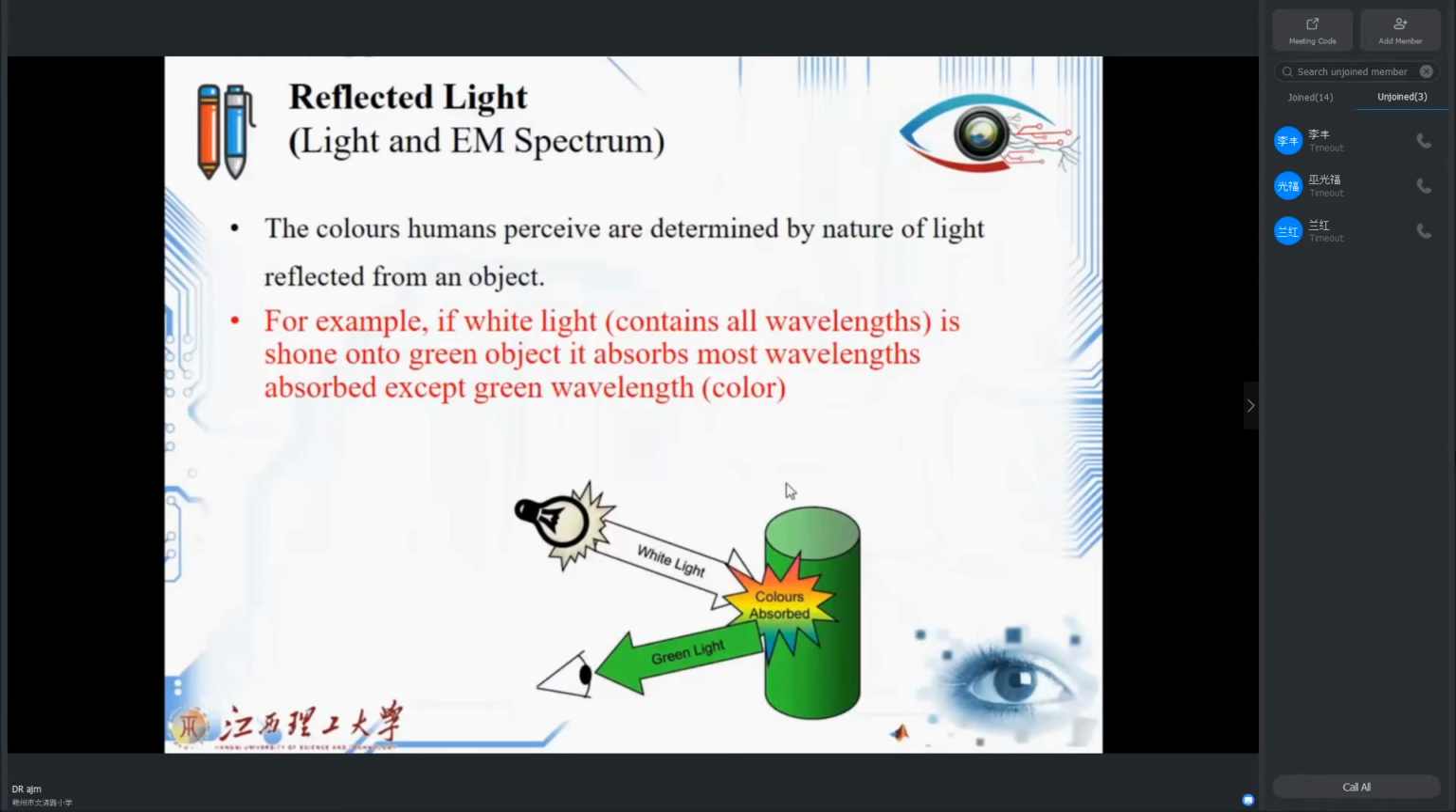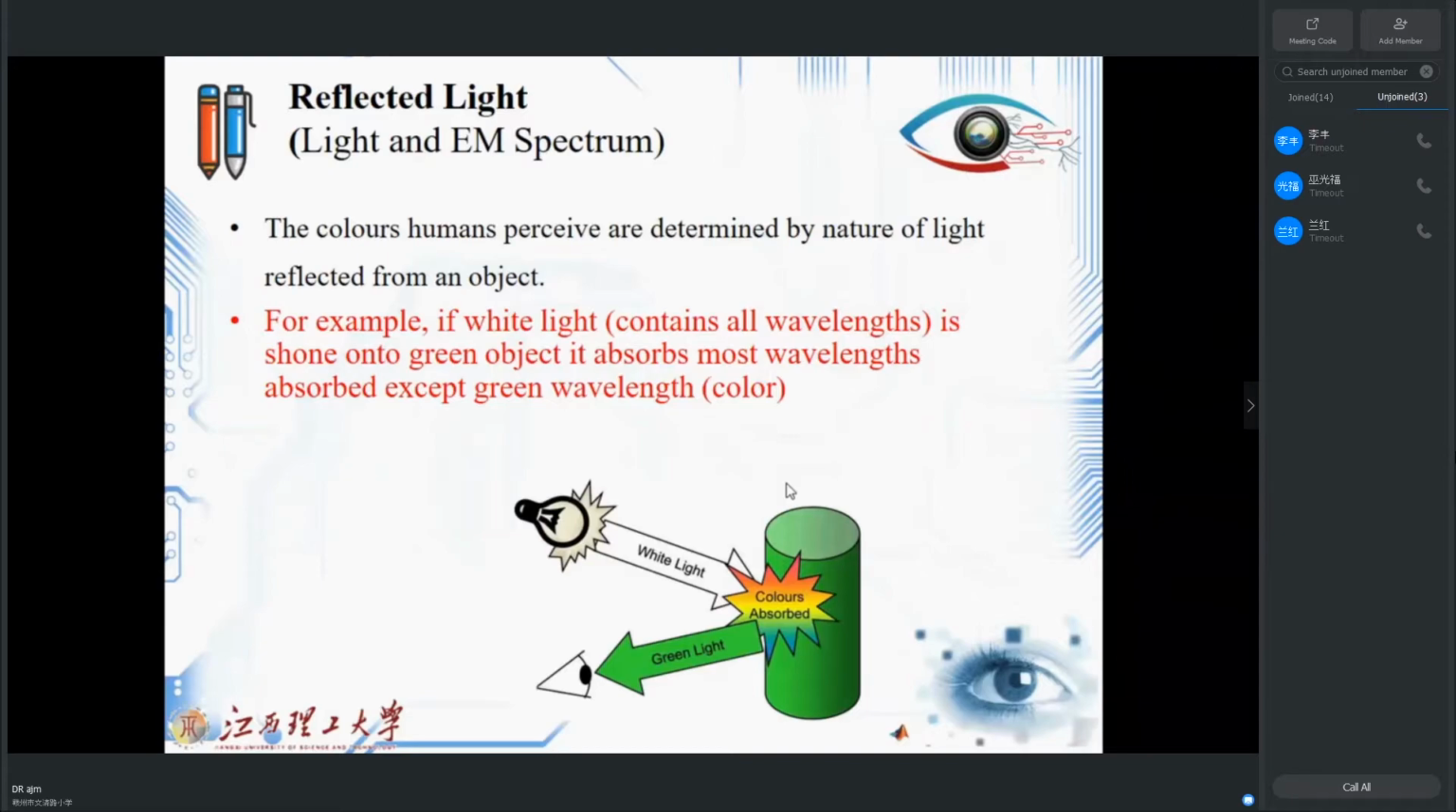What we have, we can call the reflection of the light and electromagnetic spectrum. The colors humans perceive are determined by the nature of the light reflected from an object. Maybe you can test this if you want to distinguish between, suppose, two blue colors, one lighter and another darker. Just by showing the color, you can specify them clearly.